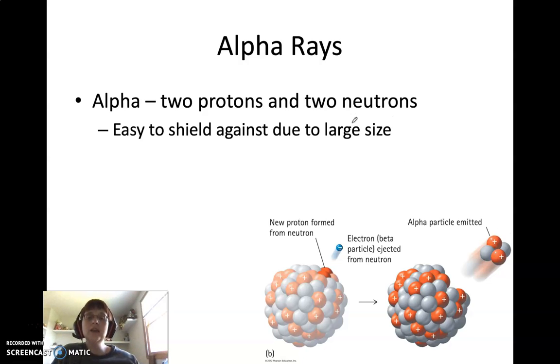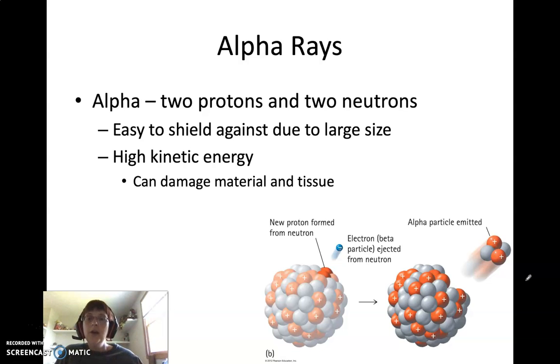These guys are actually the easiest of the radioactive rays to shield from because they're large. They are basically a little nucleus. They do have high kinetic energy because they are actually a big particle. So they can damage materials and tissue because they have a large mass from being ejected from the nucleus, with the protons and neutrons.